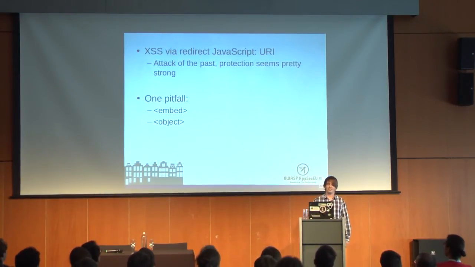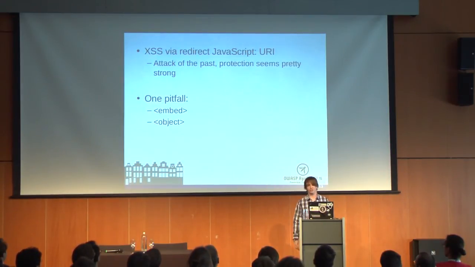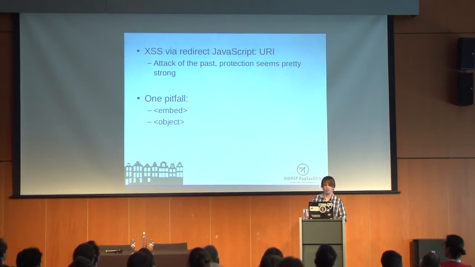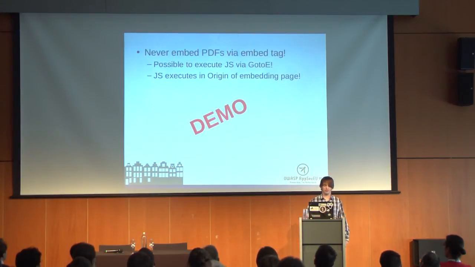They had a lot of bypasses in the past, and I thought it's protected, or didn't find one. But there is one pitfall: if you load an attacker-controlled PDF via embed or object, it's possible to execute JavaScript in the embedding page. So you can change the location. The PDF changes the location to javascript:alert(location) or whatever, and then it's executed on the embedding page. I'm going to show you this now. It's quite funny.